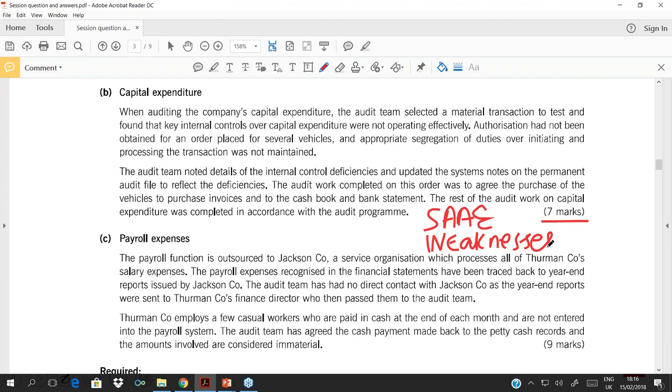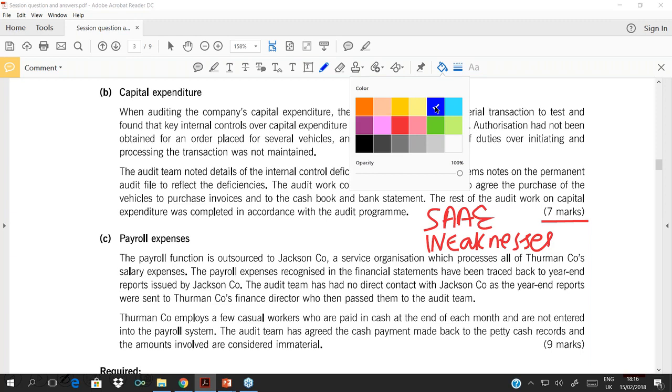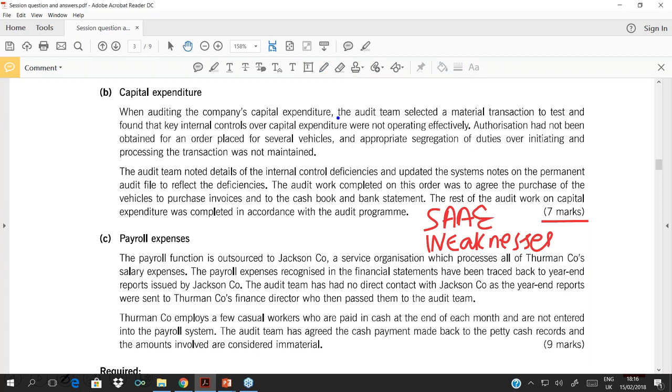So let's read the case. Let's see how many sufficiencies and how many weaknesses I will find and how many procedures exactly I have to write. Okay, let's read the case. When auditing the company's capital expenditure, the audit team selected a material transaction to test and found that the key controls over capital expenditure were not operating effectively. How many samples did I take? How much sample did I take to test the internal controls?